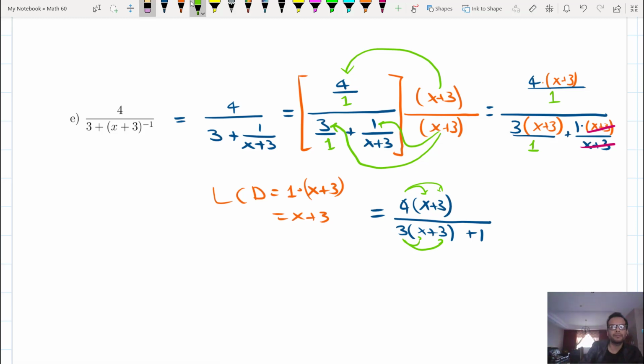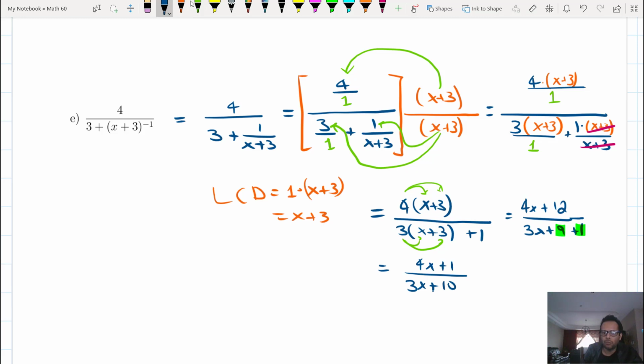Okay, so this will be 4x plus 12 divided by 3x plus 9 plus 1. We are essentially done, except that we can still go a bit further by combining this 9 with this 1, which will add up to 3x plus 10 in the denominator and 4x plus 12.